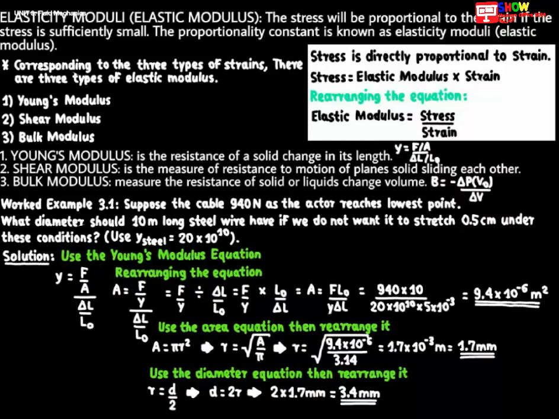Use the Young's modulus equation, Y equals F over A over change of L over L. Rearranging the equation, A equals F over Y divided by change of L over L naught. If we divide and change the fraction, A equals F over Y times L naught over change of L. So we can determine it this way.